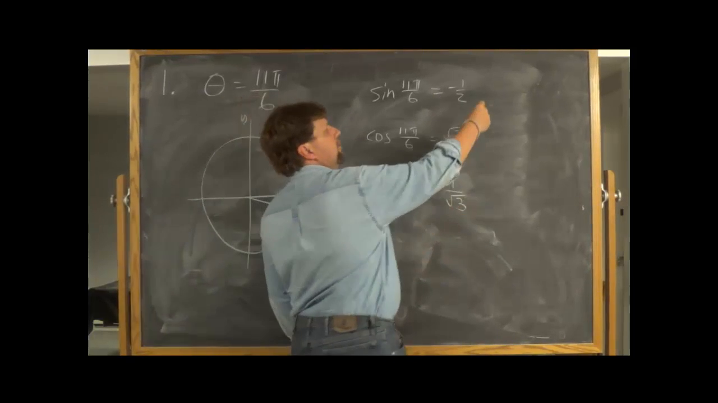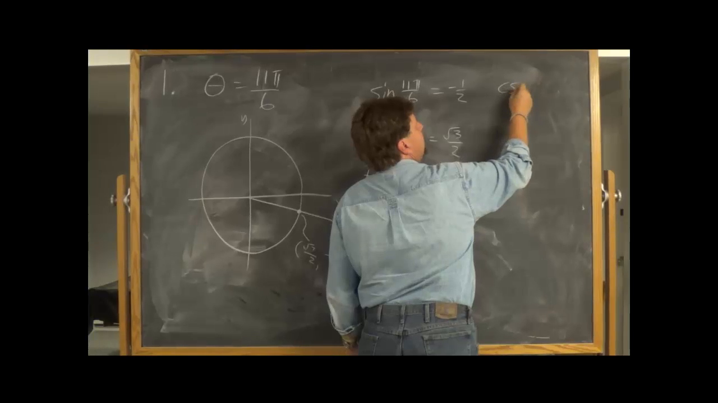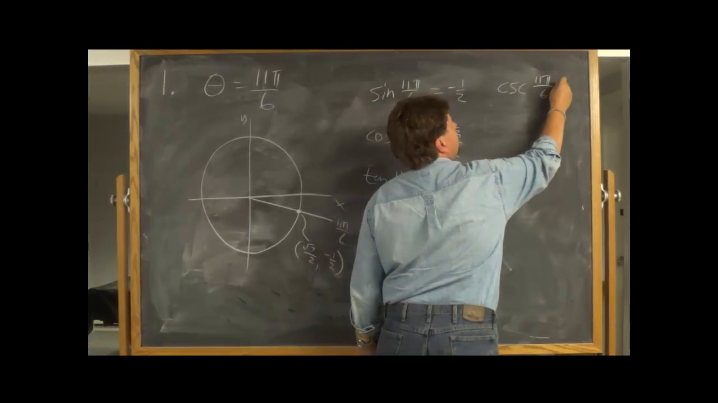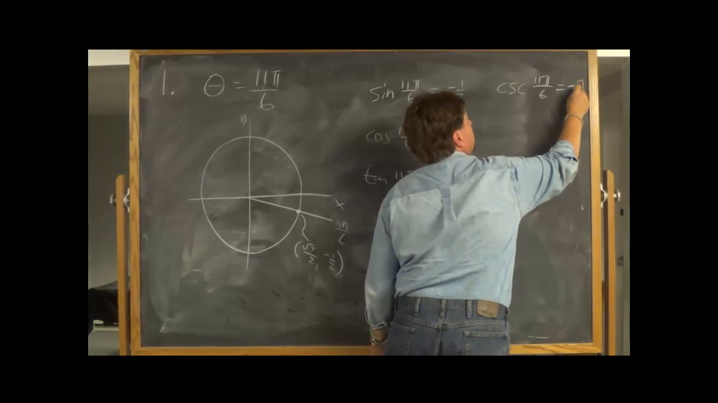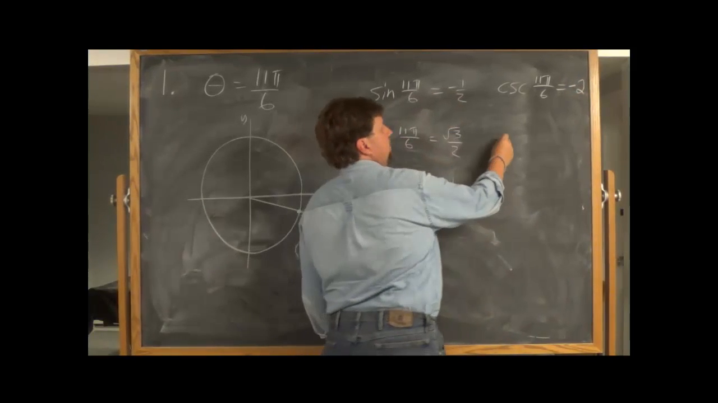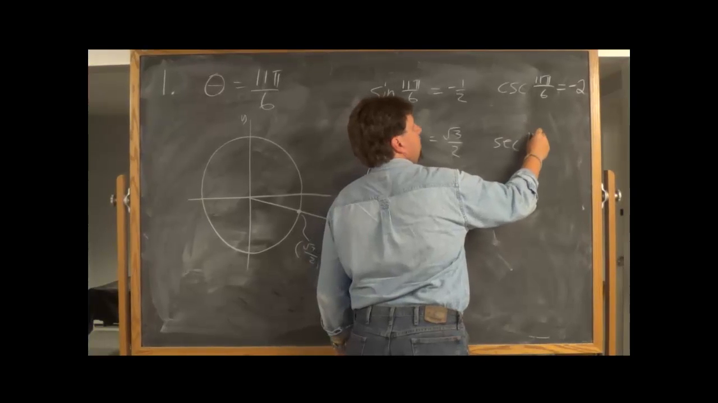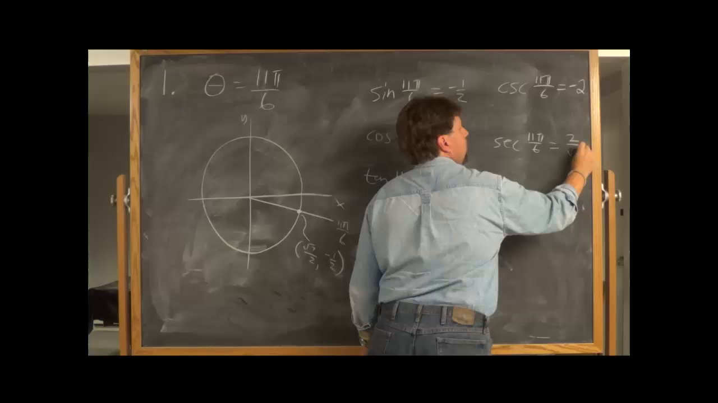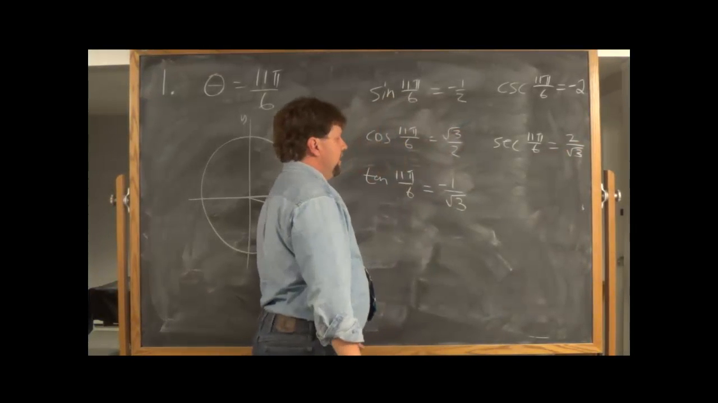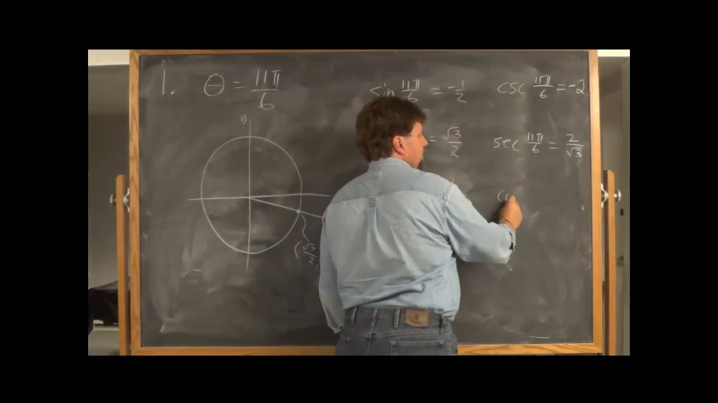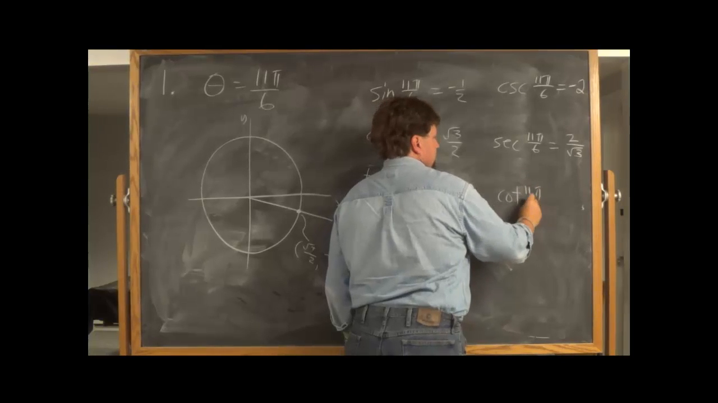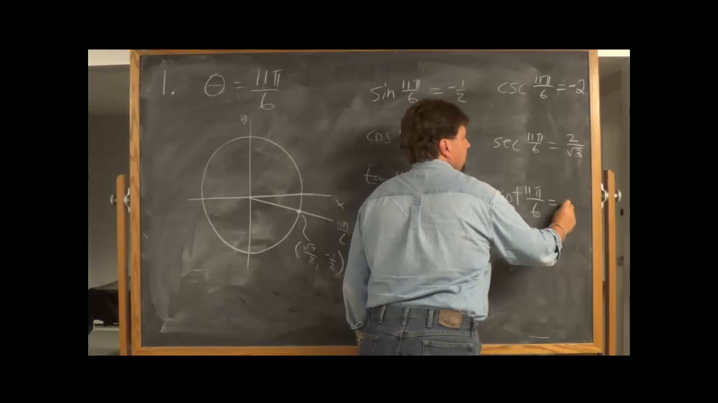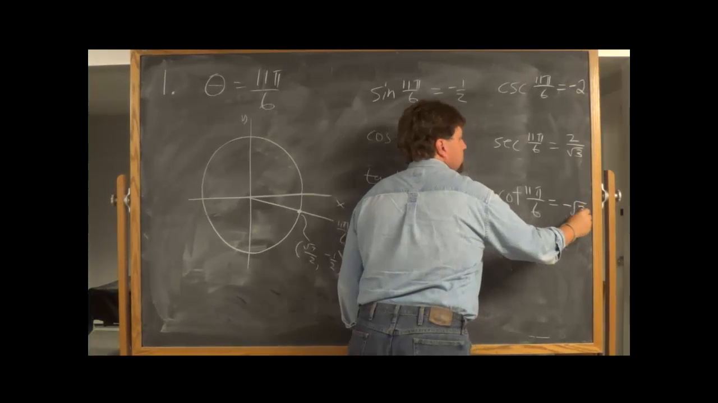And then the other 3, we just use the reciprocal identities to get the cosecant of 11 pi over 6 is negative 2. The secant of 11 pi over 6 is 2 over the square root 3, and then cotangent is the reciprocal of tangent, and that gives you negative square root 3.